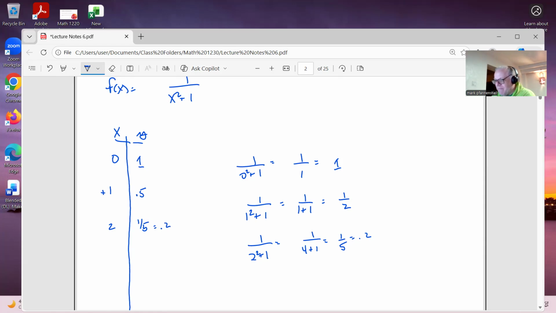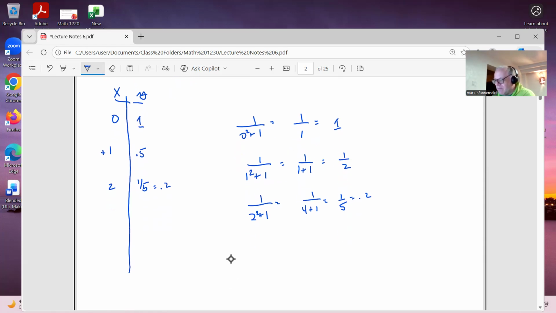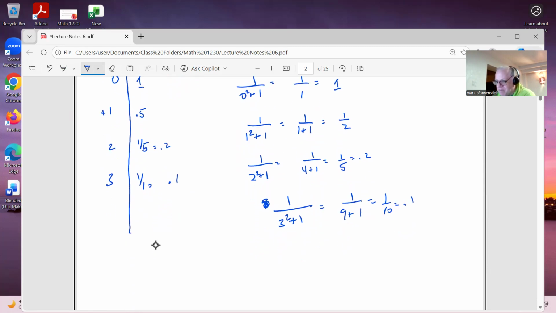If I plug in 3, we have 1 over 3 squared plus 1. And that's going to be 1 over 3 squared is 9 plus 1. We have 1 over 10, which is 0.1. Okay, let's try the negatives. Just for the sake of doing this, bear with me.